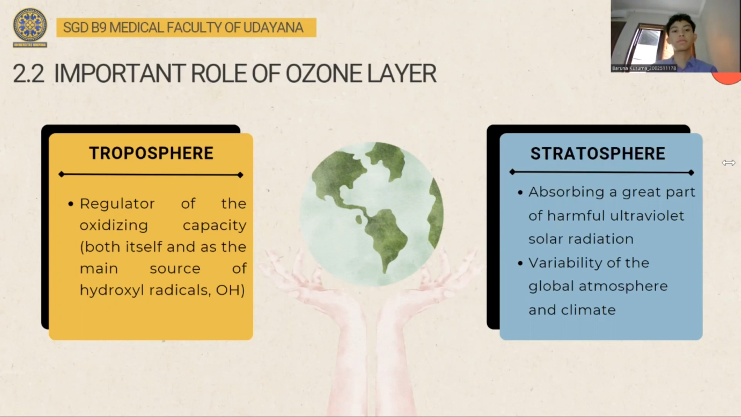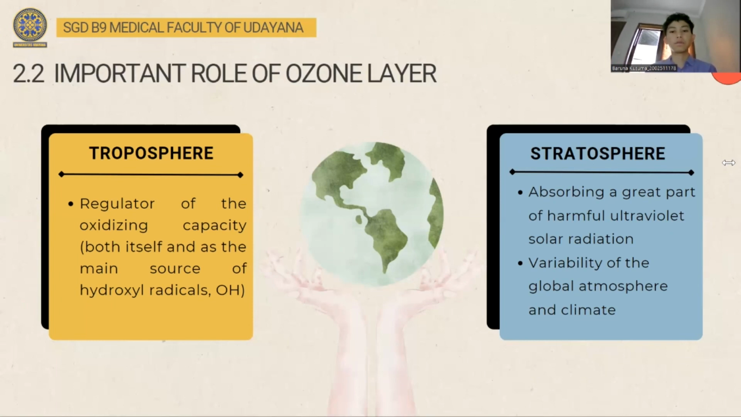So ozone is an important trace gas that plays a key role in the Earth's radiative budget, atmospheric chemistry, and air quality. As a radiatively active gas, ozone interacts with both shortwave and longwave radiation. In the troposphere, ozone is an important regulator of the oxidizing capacity, both as the main source of hydroxyl radicals, OH, and as an important pollutant with negative effects on vegetation and human health.